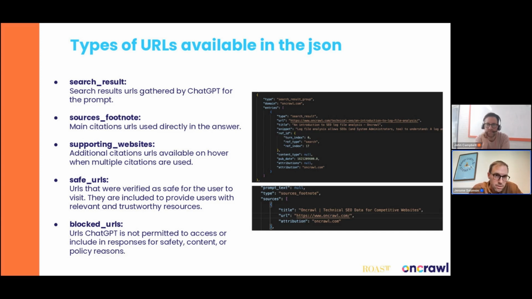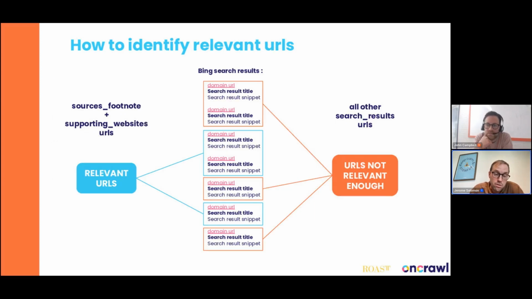Yeah, and here, search results. So everything ChatGPT is getting from Bing. So the full list. Actually, you can see that there is a ranking ID. You see here, ref index 17. So that's the 17th search result. Sometimes they use one search query, sometimes they use multiples, so we might have more search results. And then those two are the citations, the main ones, and then the other ones are what you see when you use the carousel. And you do the difference between both, and you can identify what's relevant and not relevant enough.